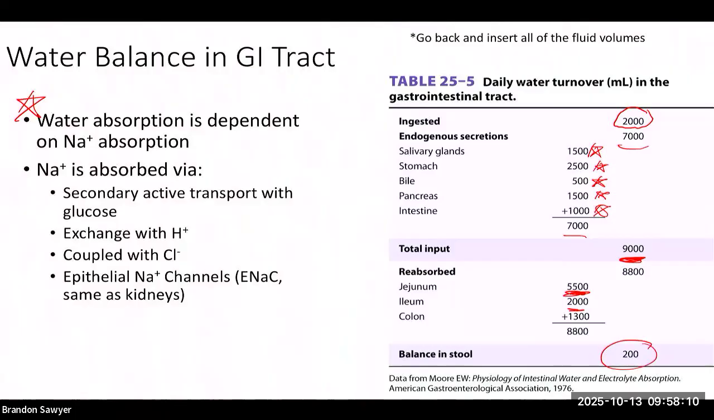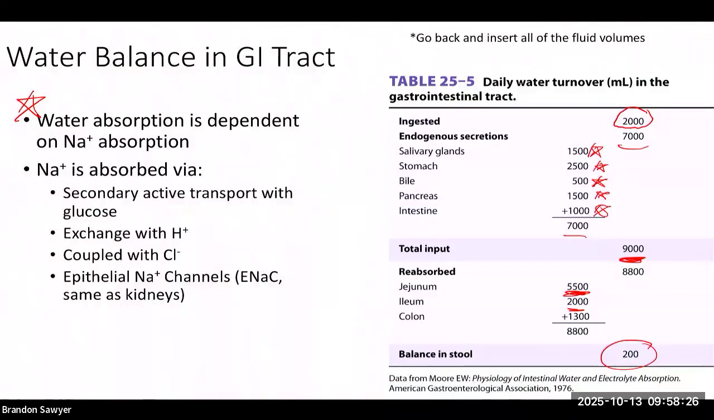So by the time it's actually in our stool, it's only about 200 mils. So water is just the medium for everything that's put into the stomach and small intestine all the way through. But then we got to get all that water back or we're going to be in trouble. We can't lose all that fluid.